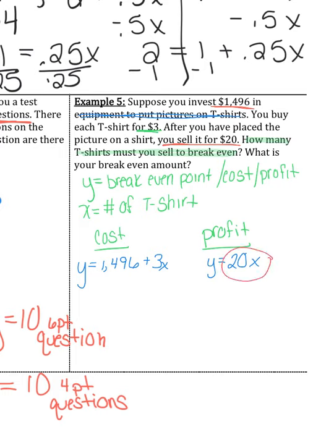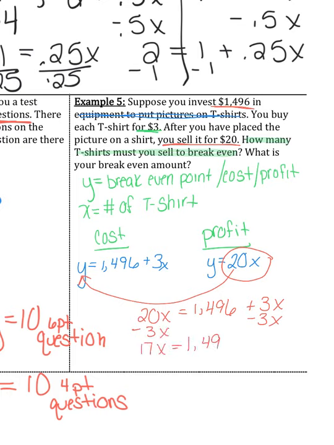So if this is the value of y, let's just plug it in for y here. So I'll do 20x is equal to 1,496 plus 3x. Then I'll subtract 3x from both sides. That gives me 17x is equal to 1,496. And finally, divide both sides by 17. I'm going to be honest, I don't know that off the top of my head. So 1,496 divided by 17 gives me 88. And because we defined our variables, I know that that's 88 t-shirts.